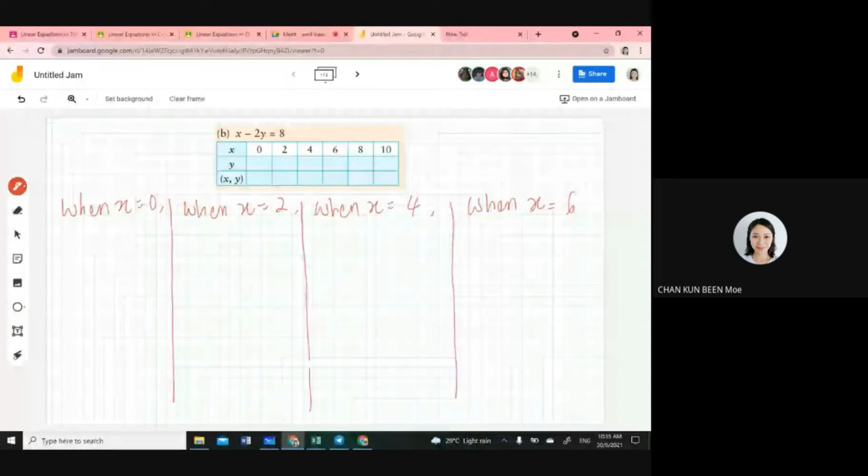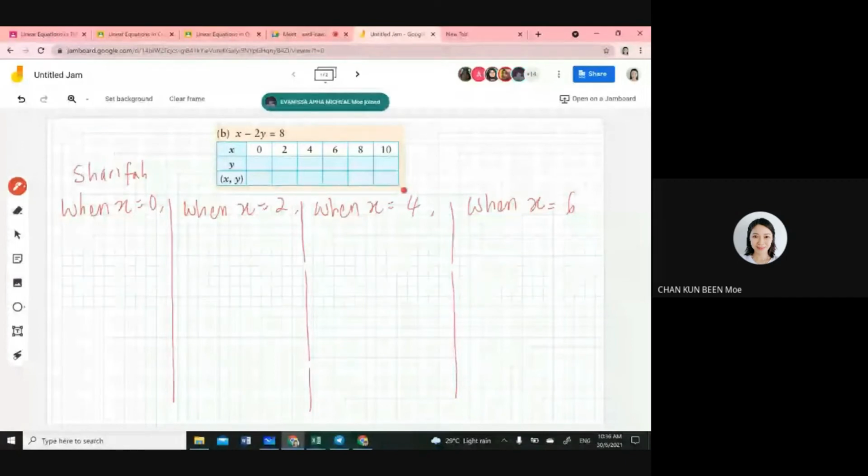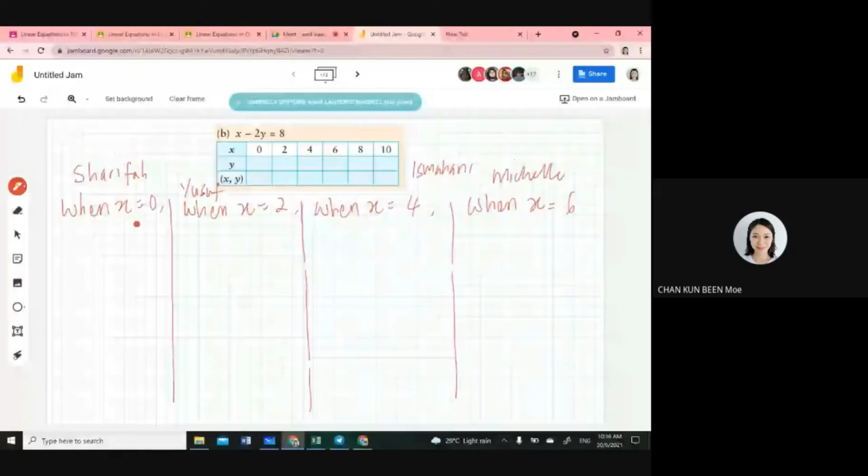First question, let me simply choose. Sharifa, you are going to do it here. Second question, Yusuf. Followed by the third one, let me see, Ismahani. And the last one here, when x equal to 6, Michelle. So you just need to write down your own test. Don't mix up with the others. Can you write right now? Can all of you write together? I'm not sure. We are trying, testing. Can all of you write together?